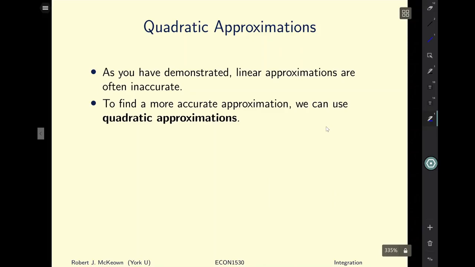Once you've mastered linear approximations, quadratic approximations are exactly the same thing with a little more calculation. A quadratic approximation is just that. We're going to look at a second order polynomial and use that to estimate a function that we're interested in.